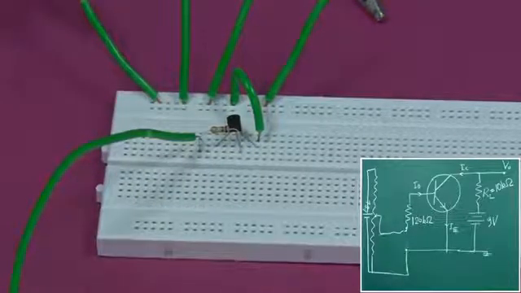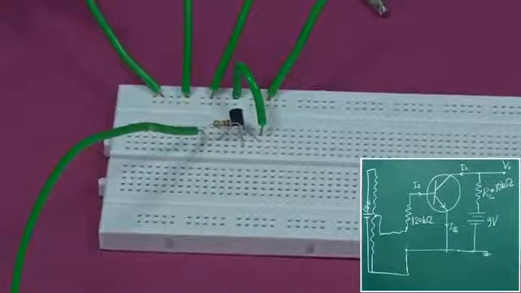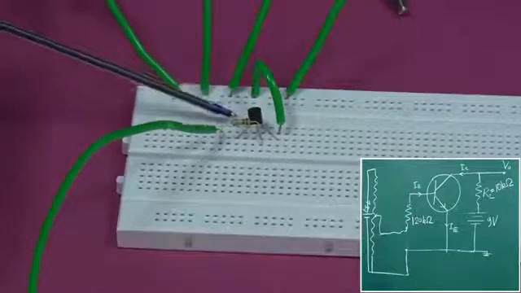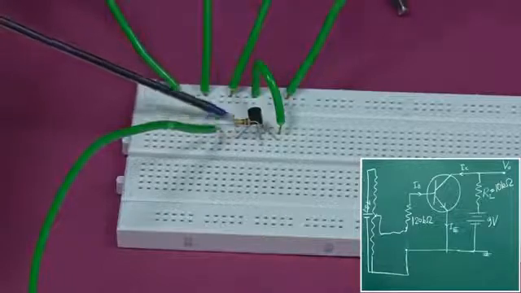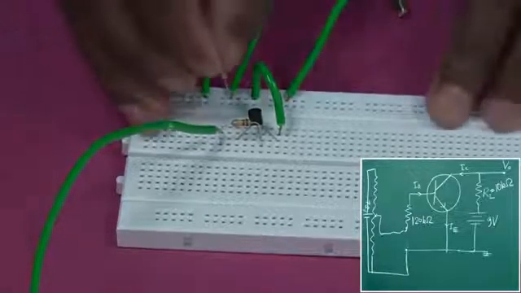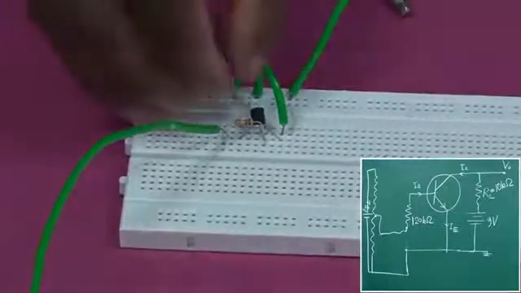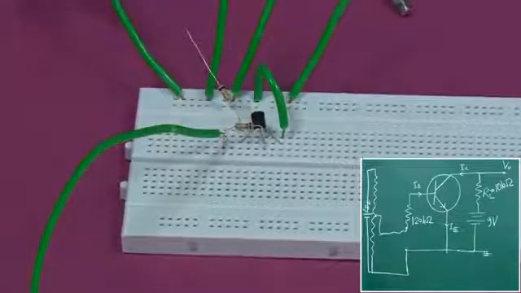Now, let us come to the collector part. From the collector we have to add a 10 kilo ohm resistance. So, where is the collector? The collector is here. In that same line you have to add a 10 kilo ohm resistance, and the 10 kilo ohm resistance should go to a 9 volt battery.